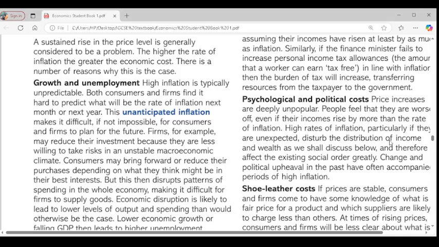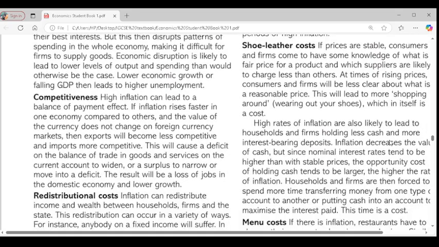So I think the point is clear about that. So growth and unemployment: with a high inflation rate, growth would not increase. GDP would fall. And if GDP is falling, unemployment would increase. That's the first point. Then the second one, competitiveness.